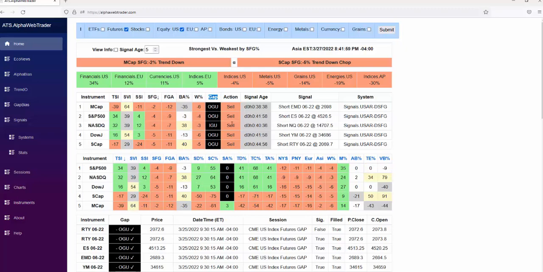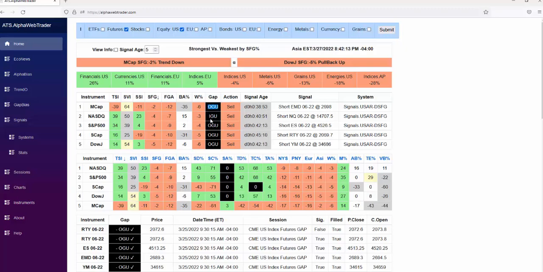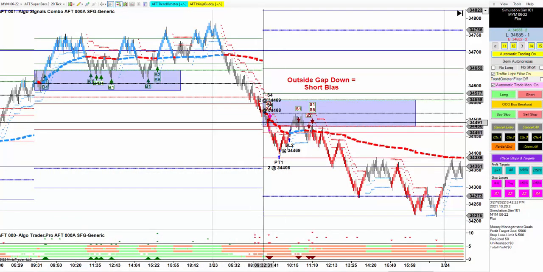On Wednesday, though, we had the opposite. We had what we call an outside gap down. So this filter, you can see it where it says OGU. That stands for outside gap up. On Wednesday, this would have said OGD, or outside gap down. And what that's telling us is the market has gapped outside the prior day's range. So in this case, Wednesday, we opened below the prior day's low.